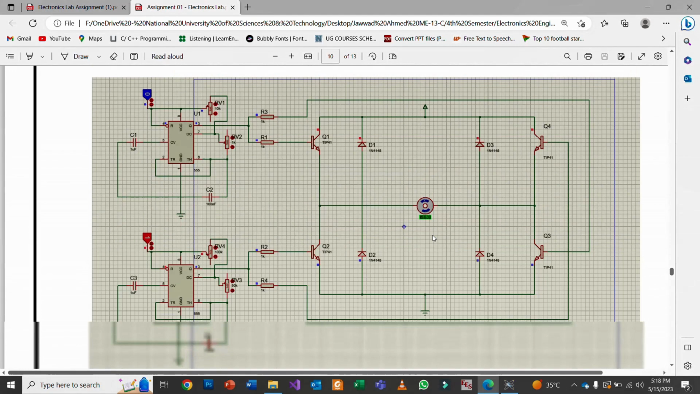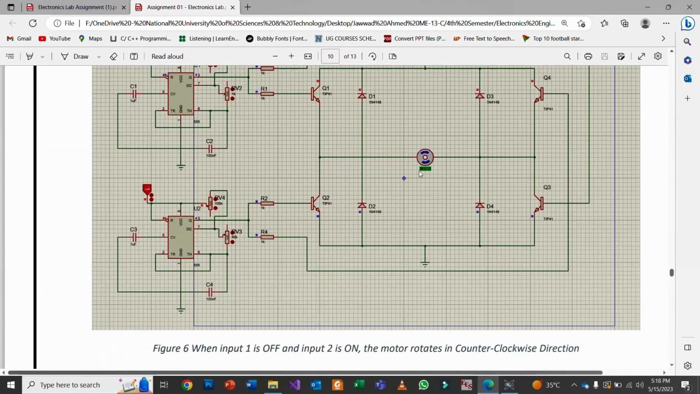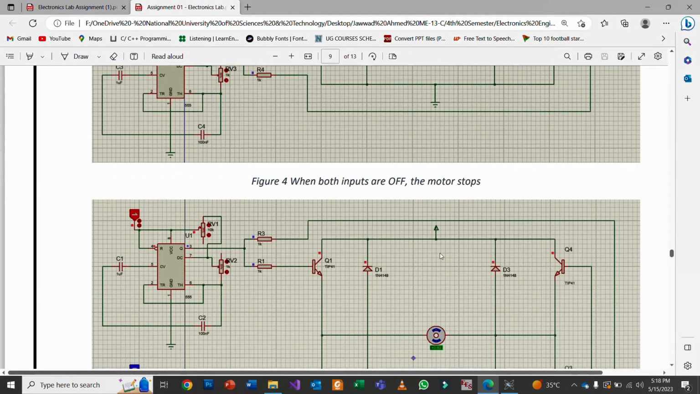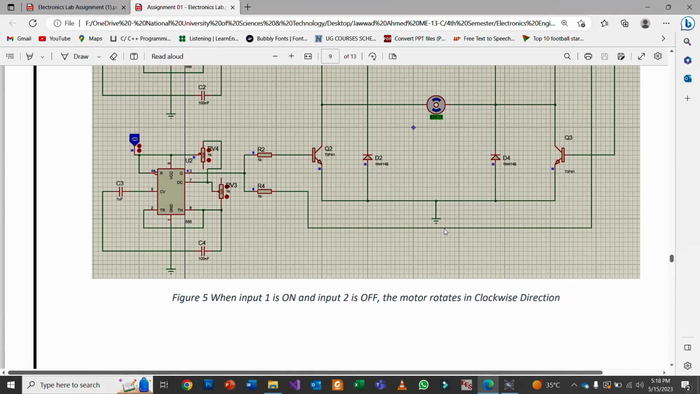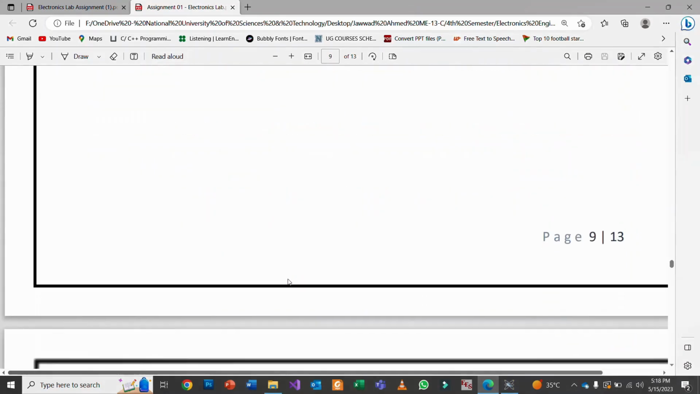So both the simulations were run for almost 1 minute, and in 1 minute this was minus 3.5 volts and this was plus 0.63 volts. So we can see that the speed of the motor can be controlled using 555 timer ICs.